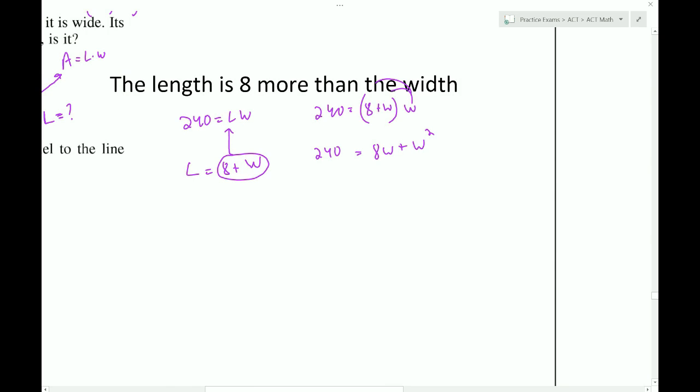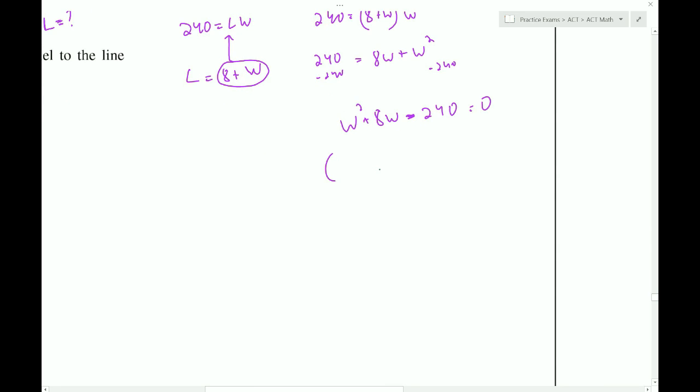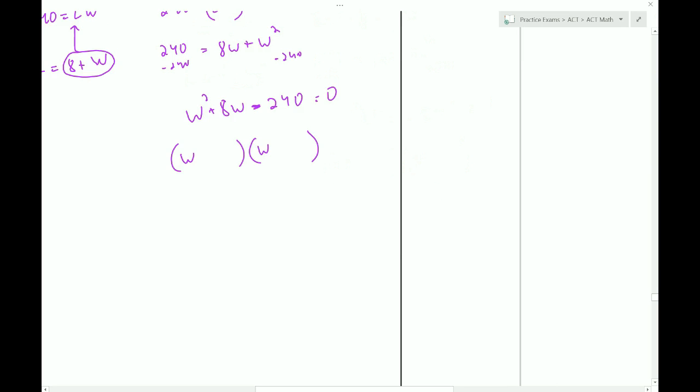Okay. Now we have a quadratic here, which means we want everything onto the same side. So we could subtract the 240 over, so minus 240 equals 0. And now we have to factor this. And hopefully we can come up with numbers that multiply to 240 and have a difference of 8. So let's look at some factors of 240. The first one that comes to mind is 24 times 10, right? But they have a difference of 14. So I need numbers that are closer together.